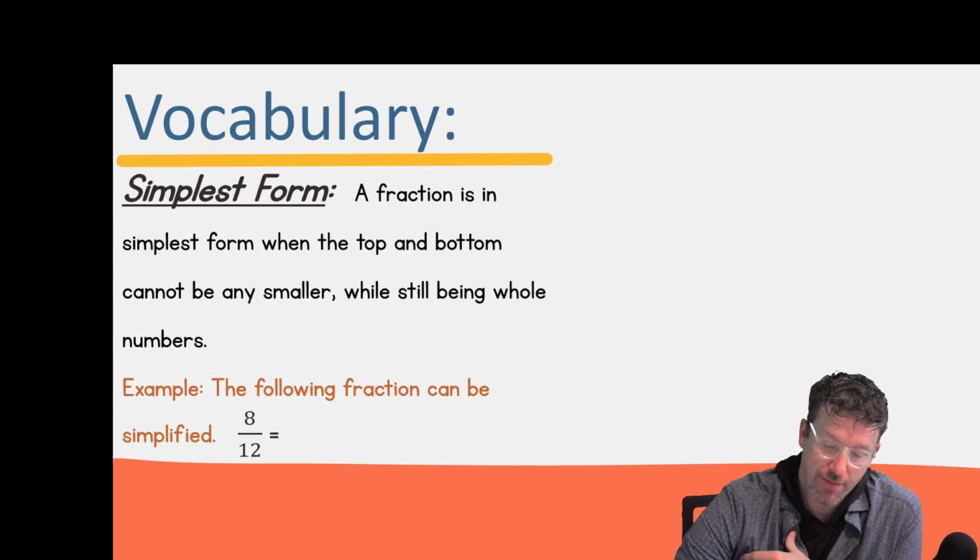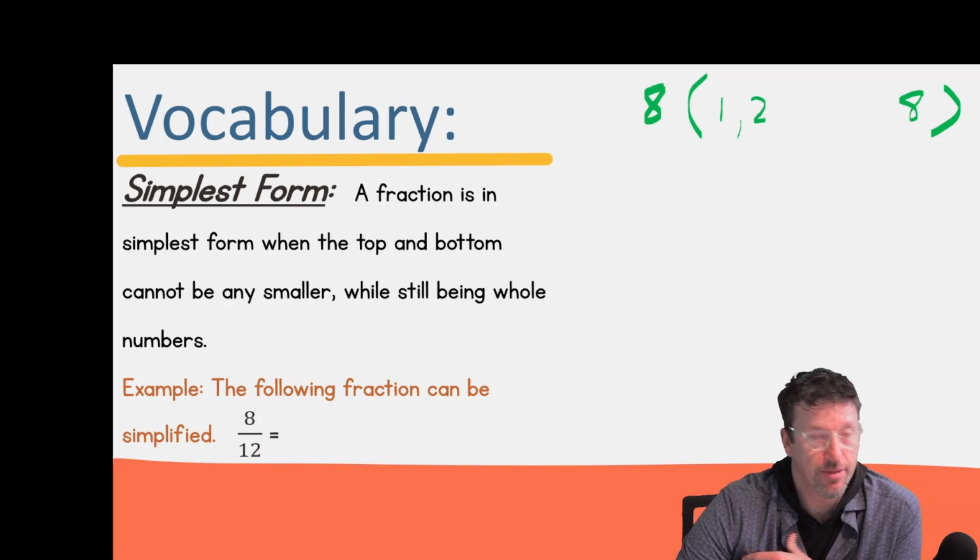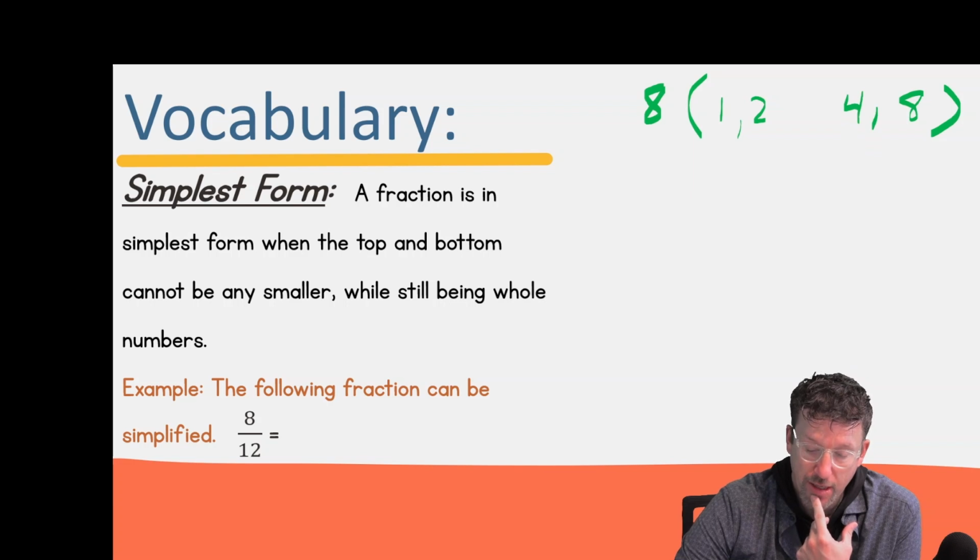So you take your number and say, all right, I'm going to take this 8 because that's our top. What numbers go into 8? Well, 1 goes into 8 because 1 times 8 is 8. And what else goes into 8? 2 does because it's an even number. 2 times what equals 8? 2 times 4 equals 8. Okay? The only number left in the middle between 2 and 4 is 3. Will 3 go into 8? No, because if you count by 3, you go 3, 6, 9. You skip right over it. So 3 will not work.